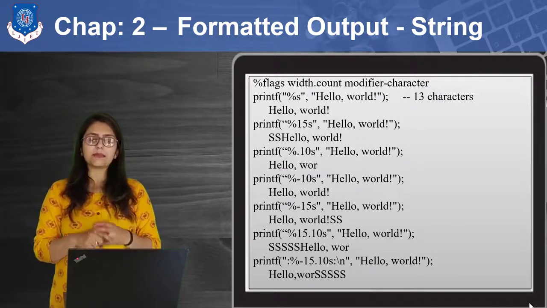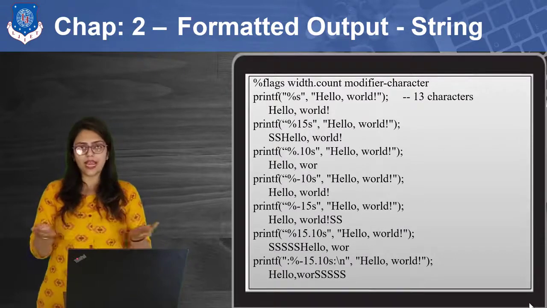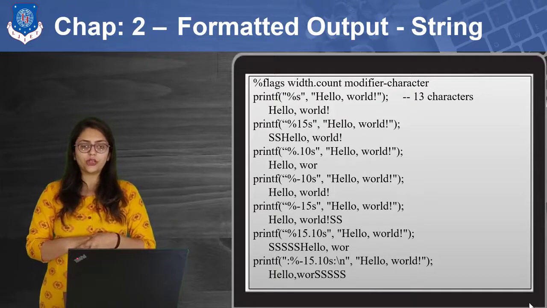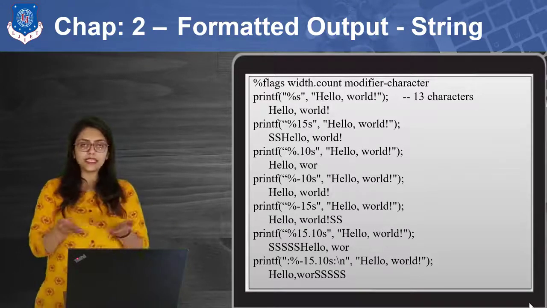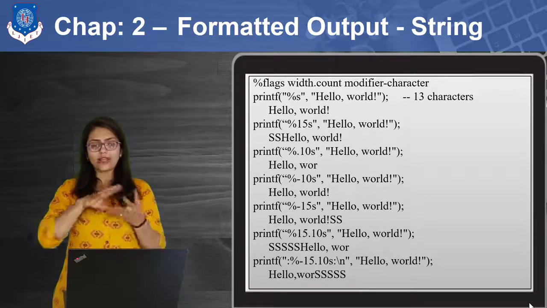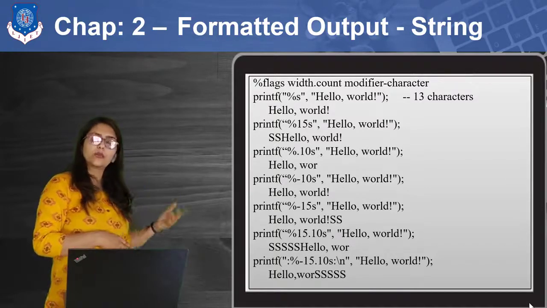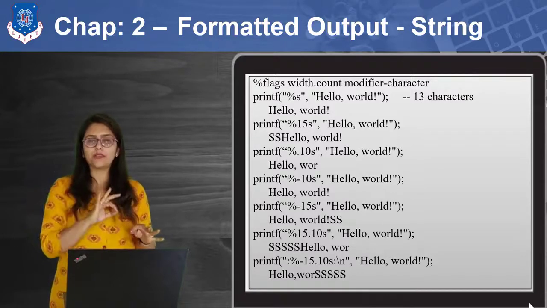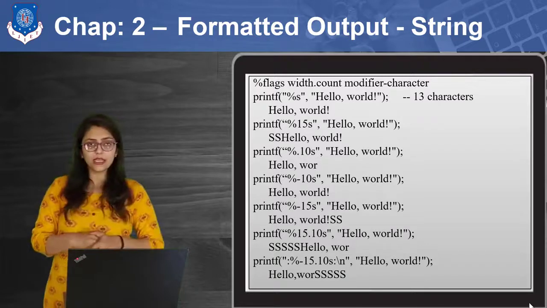The next example is minus 10s. That means I am giving size 10 and I am starting with left justification. So it will print hello world entirely, because I told you if the size given is lesser than the actual size of the output, then it will just print the output as it is. If you don't understand this right now, please go to the previous point where I have explained integers. In integers also I have explained this point.